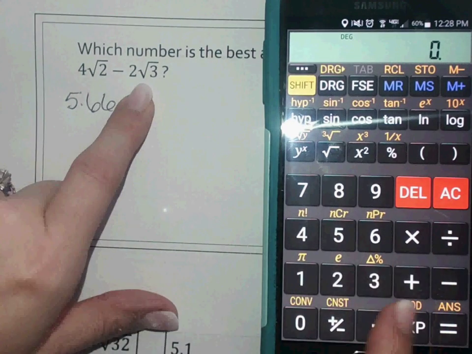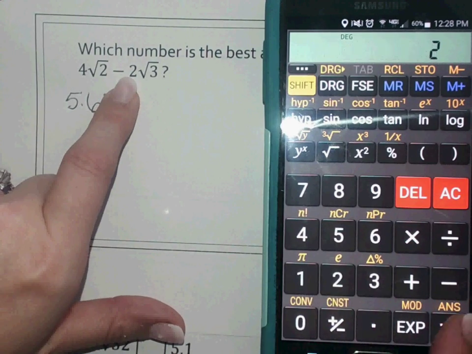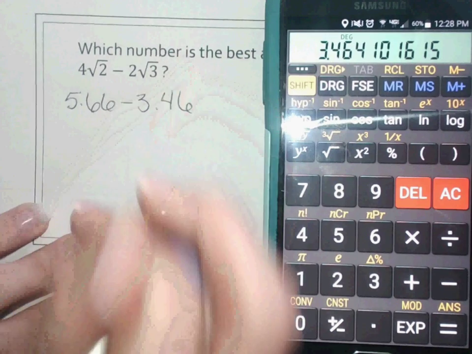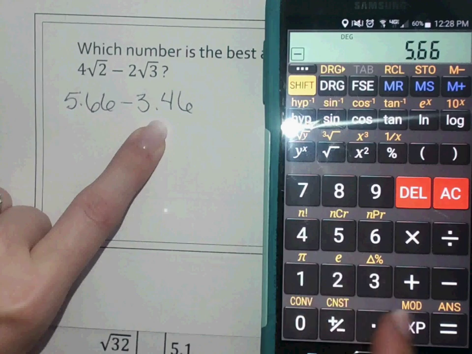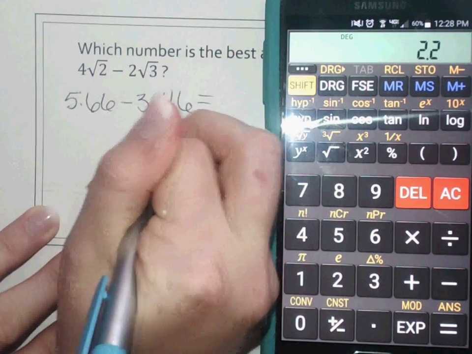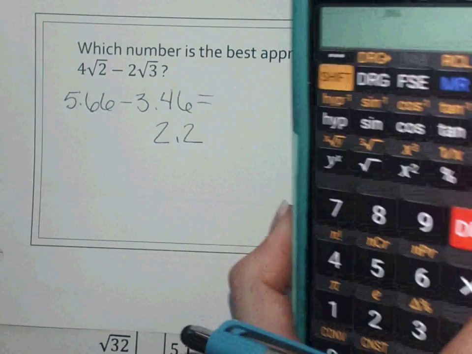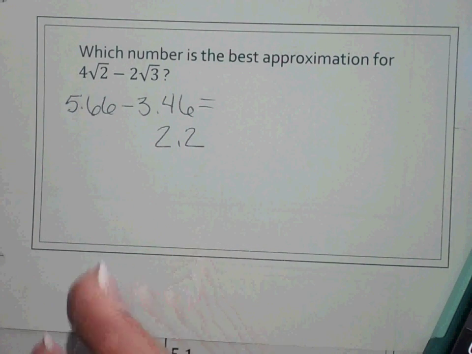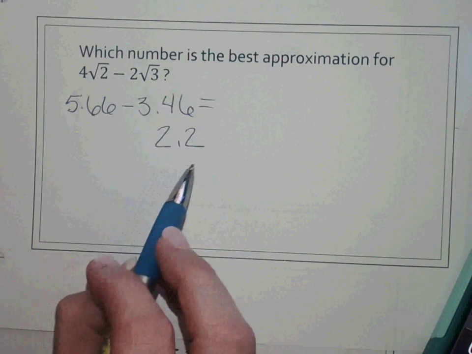Okay, now I'm going to do the square root of 3 times 2, so minus 3.46. Now I can subtract 5.66 minus 3.46, and I get my answer of 2.2. Now the answer choices that they give you may not be exactly this. It may be 2.214. But you're going to make your best choice on these.